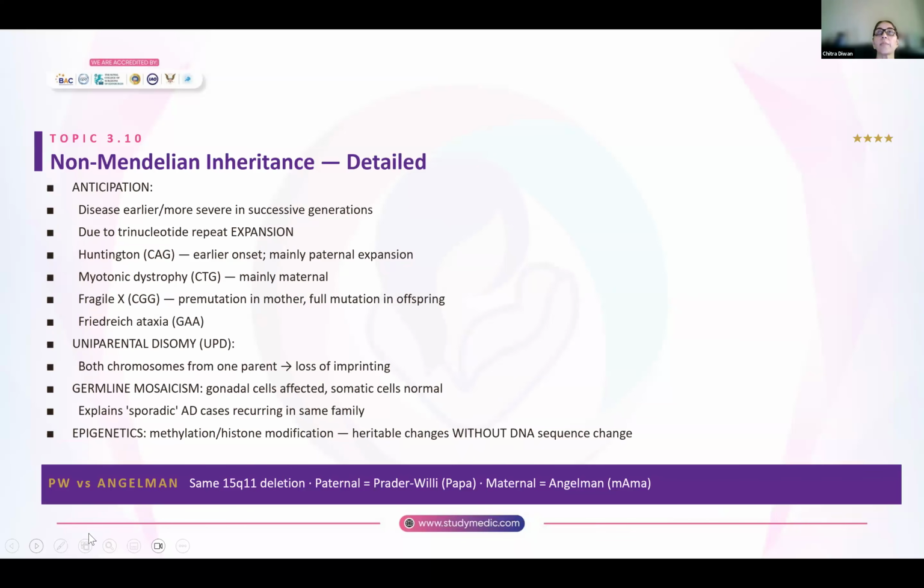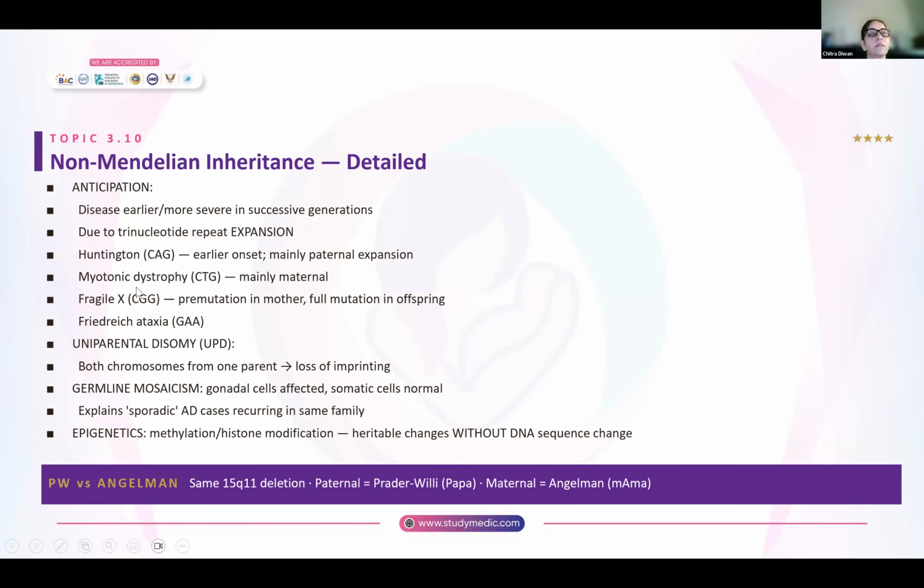So in non-Mendelian inheritance, in anticipation, what happens? The disease comes on earlier in successive generations, or it is more severe in successive generations. It is due to trinucleotide repeat expansion. The classic case is Huntington's, in which CAG is the trinucleotide that gets repeatedly expressed, with earlier onset and mainly paternal expansion. In myotonic dystrophy, the trinucleotide that is repeated is CTG, and here it is mainly maternal.